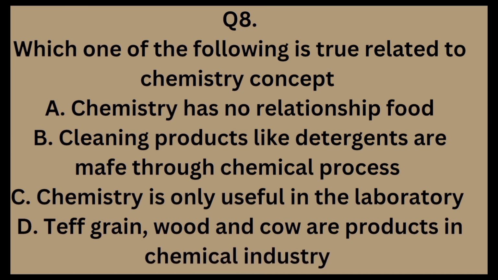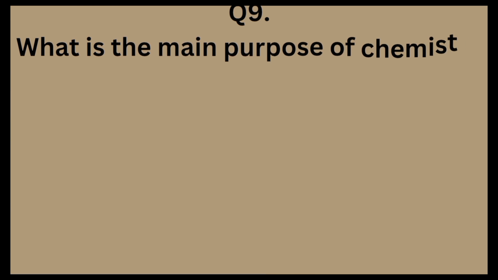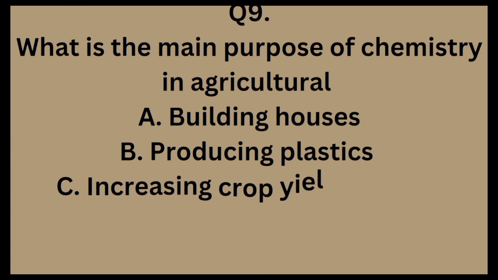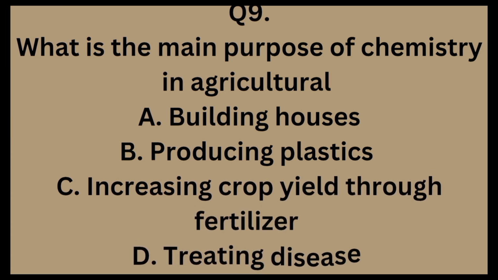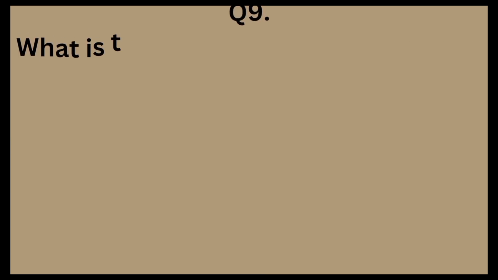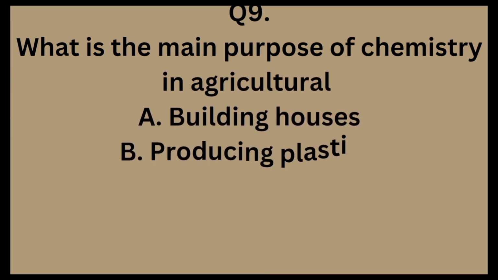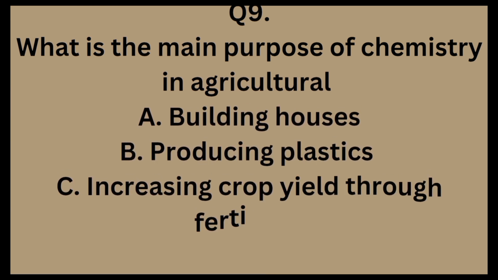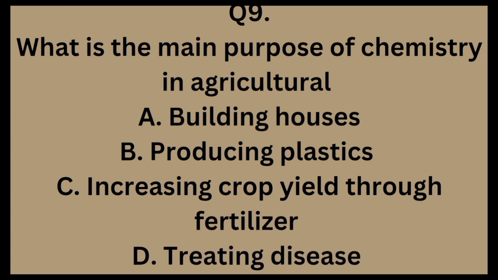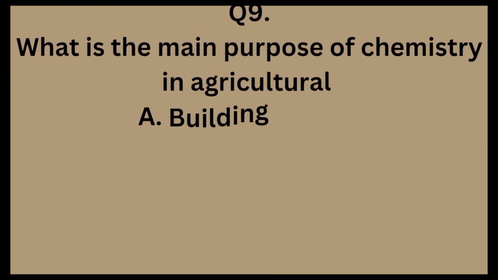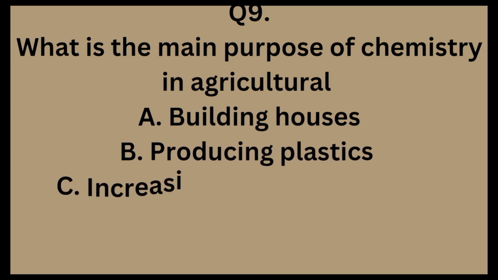Question 9. What is the main purpose of chemistry in agriculture? A. Building houses. B. Producing plastics. C. Increasing crop yield through fertilizers. D. Treating diseases. Agriculture is used for the production of different types of crops. And chemistry helps agriculture by producing fertilizer and other types of chemicals to increase or boost the amount of crops. Due to this reason, alternative C is the best answer.